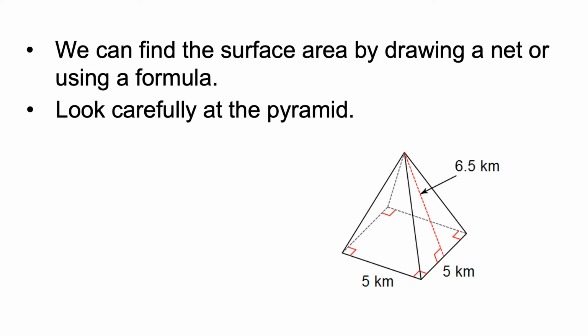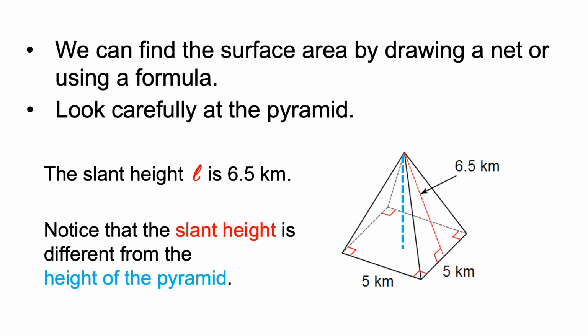Look carefully at this pyramid. Whenever we go to draw a net, we need to understand what the faces are on the shape, and we need to understand what the dimensions are on the shape as well. If you notice this drawing, it has this red line that represents the slant height of the pyramid. The slant height is 6.5, and it is the value of the height of the side faces or the lateral faces, which are triangles. Notice that the slant height is different from the height of the pyramid.